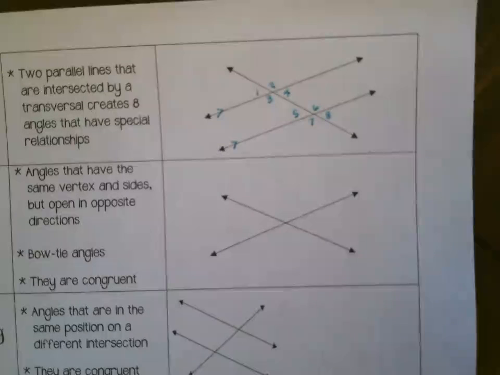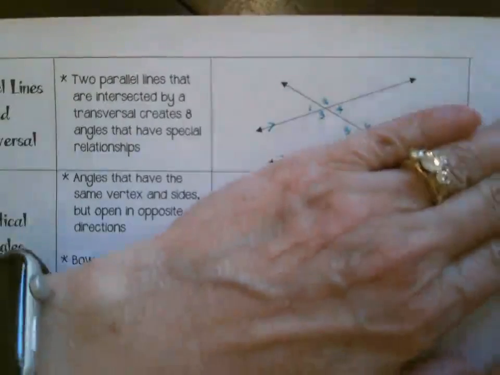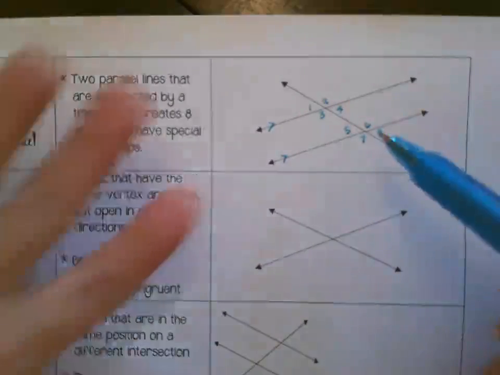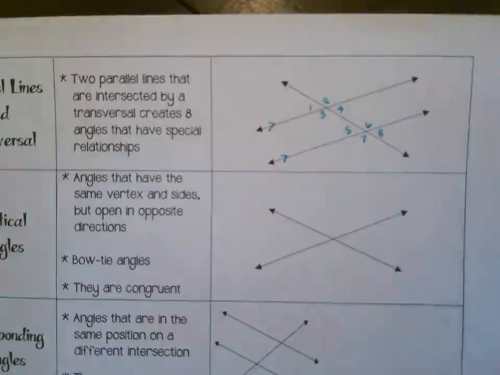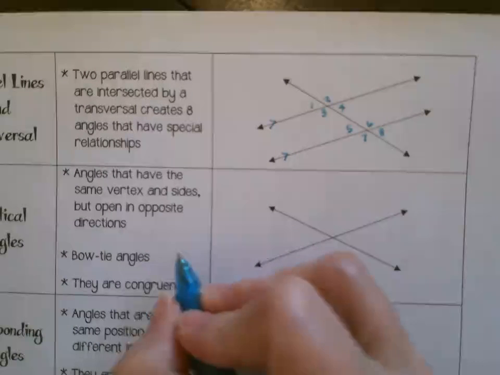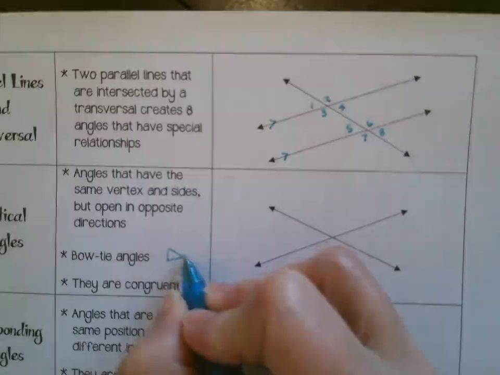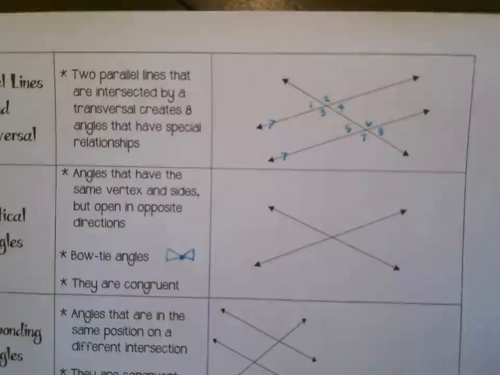All right, first up, vertical angles. So vertical angles, we're just looking at one intersection. We're not really using both of the parallel lines, but if we just look at one set of the parallel lines, we'll get vertical angles. I like to call these bow tie angles. I just think of them as if you had a little bow tie, or whatever. It's kind of what it makes me think of.